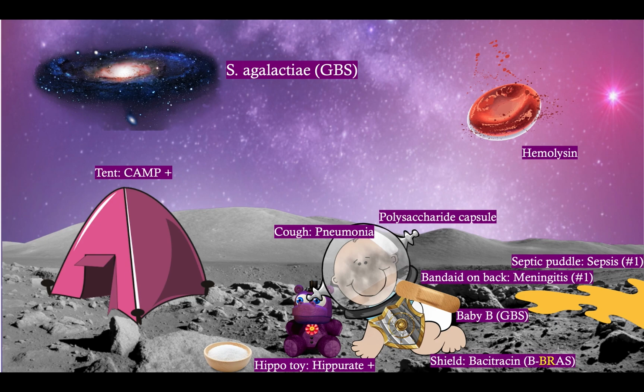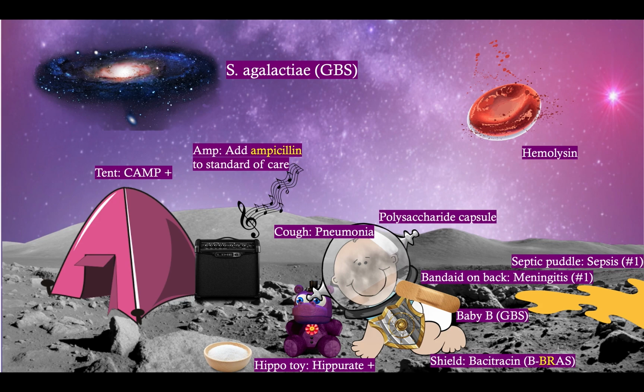He's also got a band-aid on his back from injuring his back, and that's because of meningitis. Group B strep is the number one cause of neonatal meningitis. Now, when he gets back to his campsite, he's going to jam out to some music, and what better way to do that than with an amp? Amp stands for ampicillin. You're going to add ampicillin to the standard of care for any neonate in whom you suspect a group B strep infection.